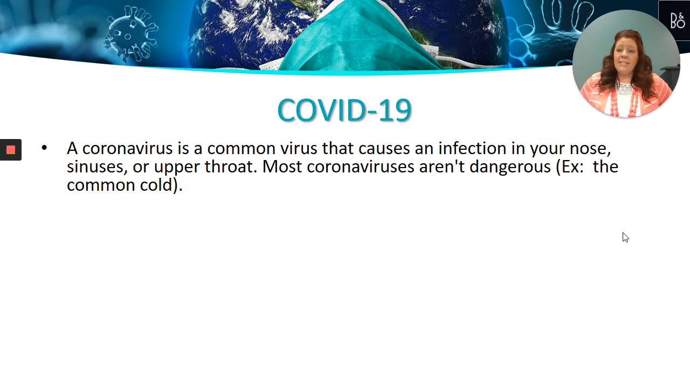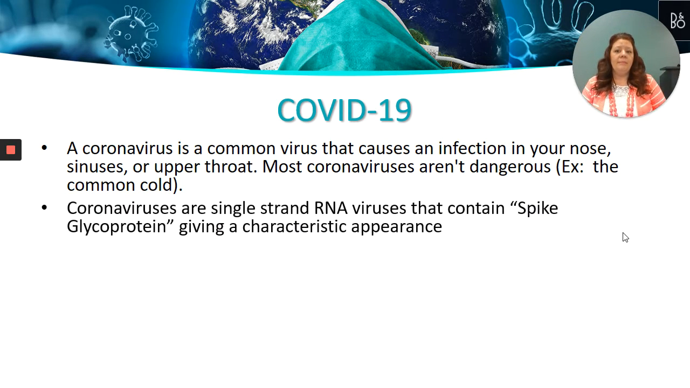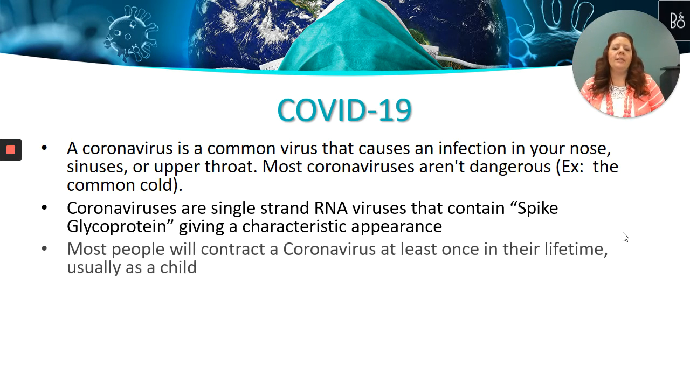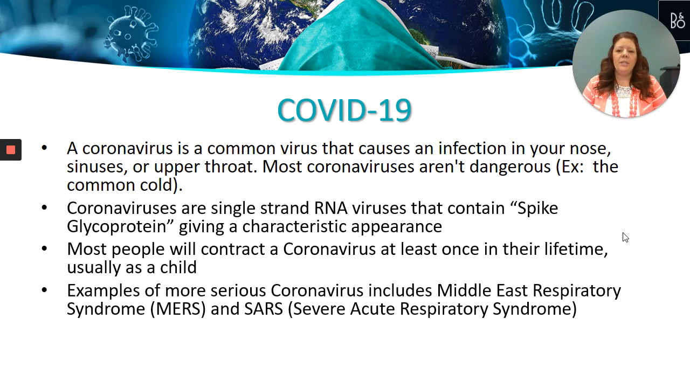So what is COVID-19? Well, a coronavirus is a common virus that causes an infection in your nose, your sinuses, or your upper throat. Most coronaviruses aren't really that dangerous, so think of the common cold. Coronaviruses are single-strand RNA viruses that contain spike glycoprotein. So I have a picture of that for you, giving it a characteristic appearance. Most people will contract a coronavirus at least once in their lifetime, usually as a child.